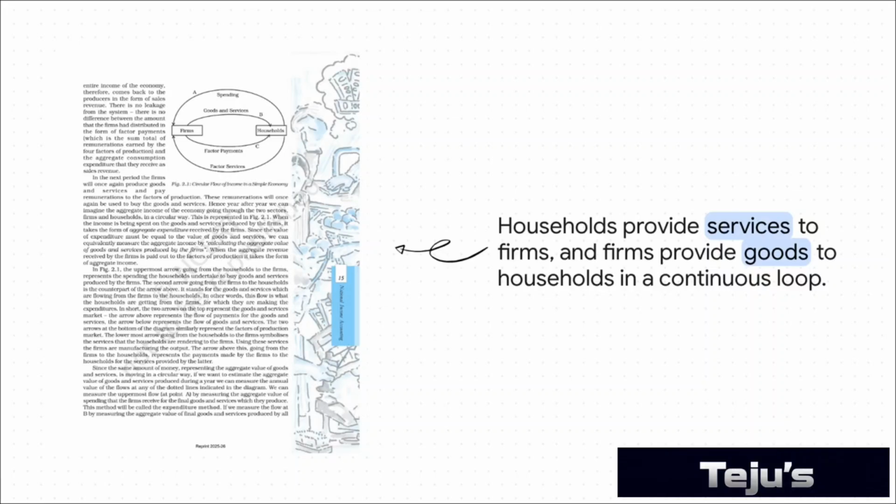You have households, that's us, and we provide our labor to firms. In return, the firms pay us income. Then what do we do? We take that income and spend it on the goods and services that the firms produce. See? It's a circle. Money flows one way, and goods and services flow the other.